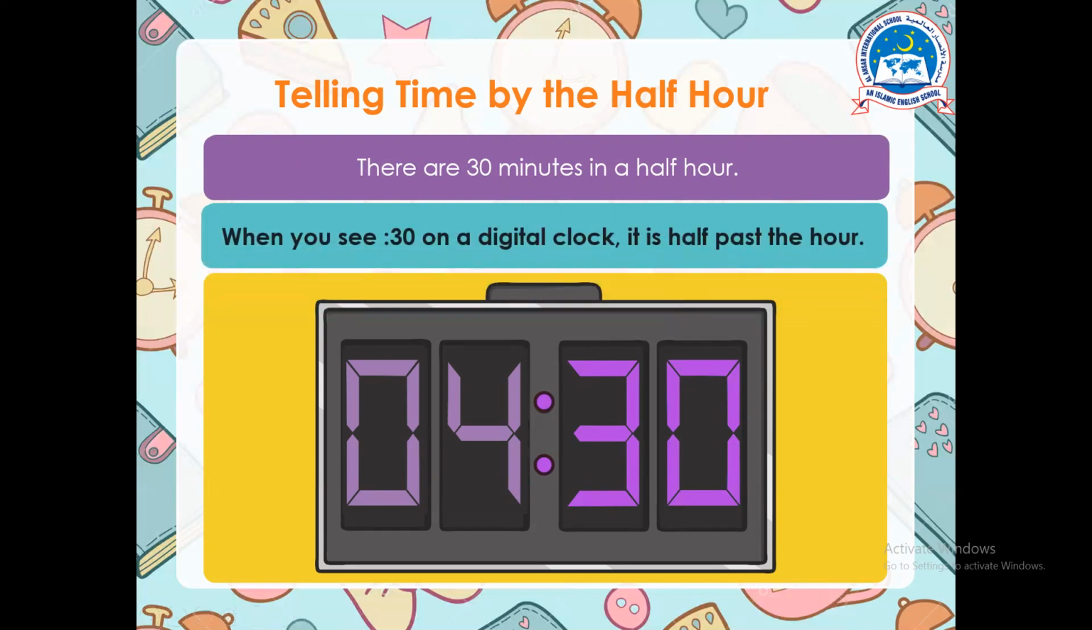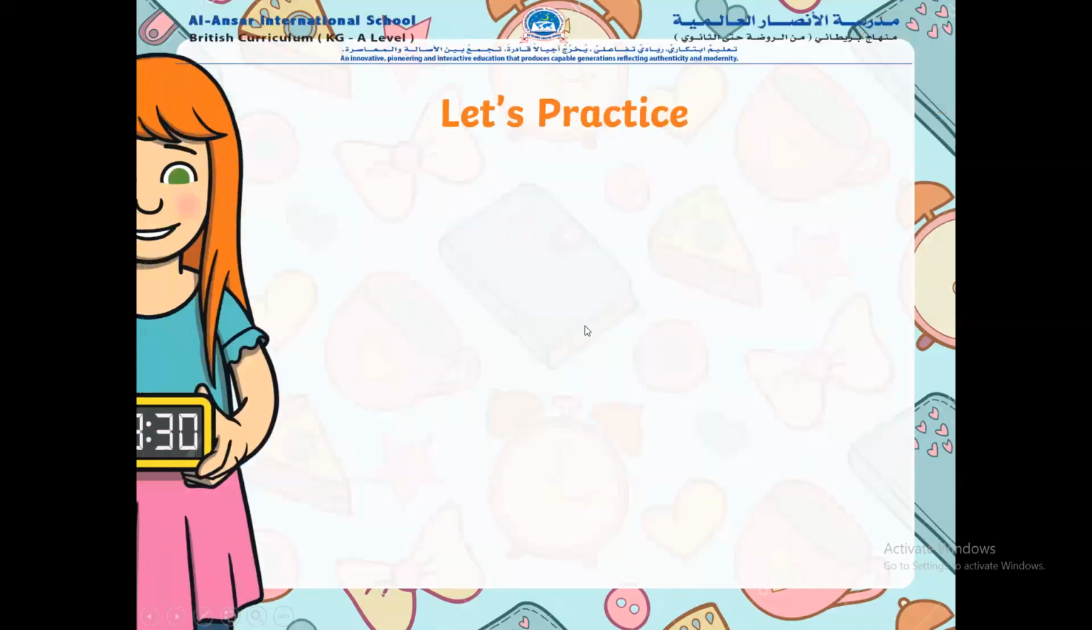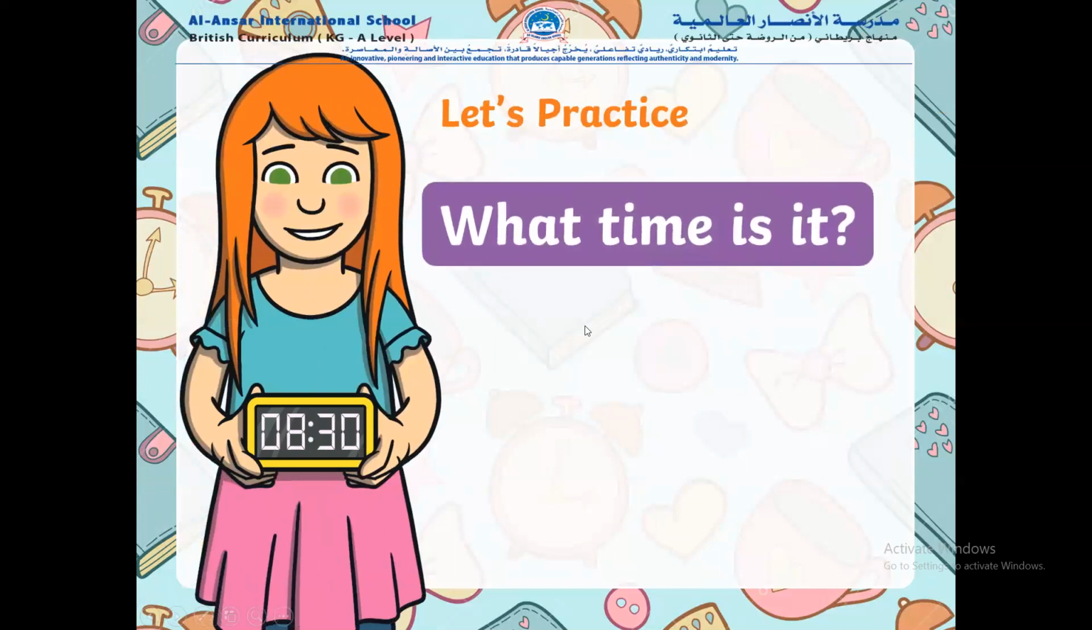When you see 30 on a digital clock, it is half past the hour. So we say here 4:30. When you see number 30 on the minute side, we say 4:30. The hour is 4. Okay, now let's practice it.